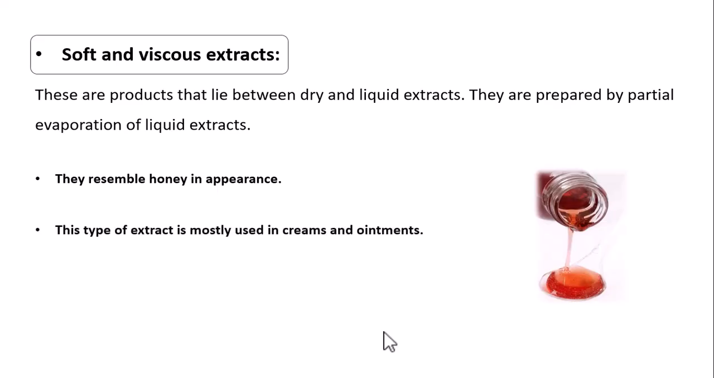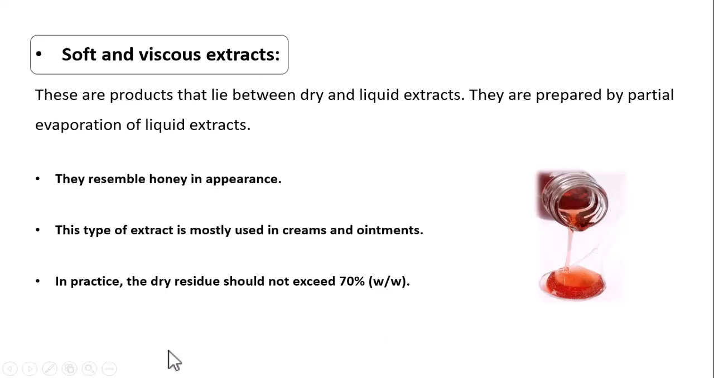Chemically, these are called soft and sticky extracts, and their remaining dry matter should not be less than 7% by weight. We won't go into the details of its preparation here, because making soft extracts requires advanced equipment and is generally done in laboratories and factories.